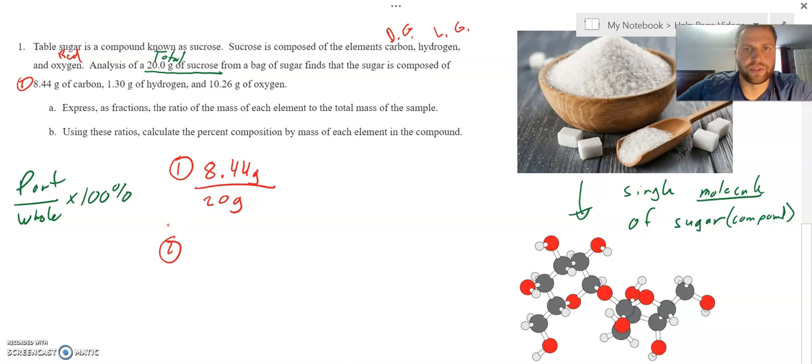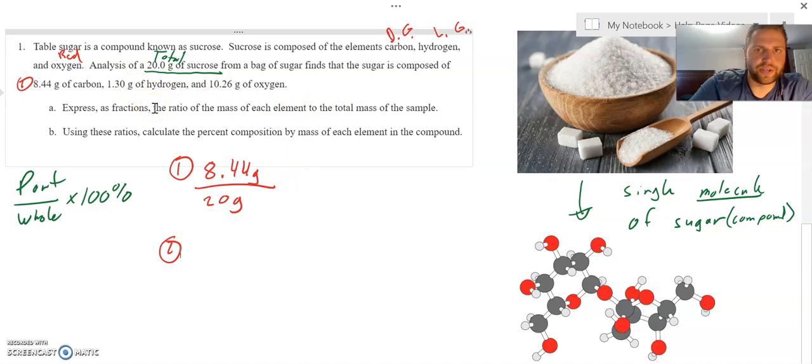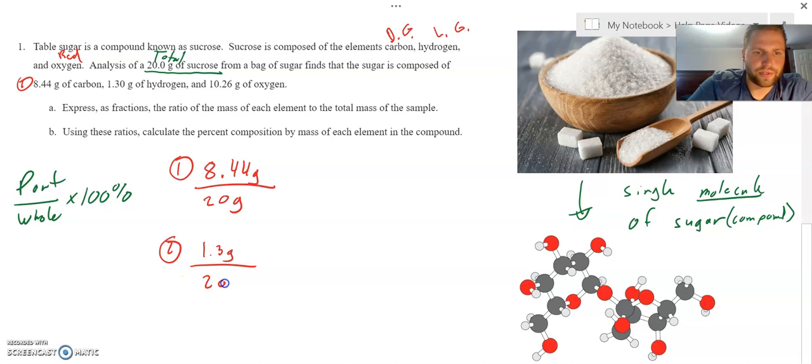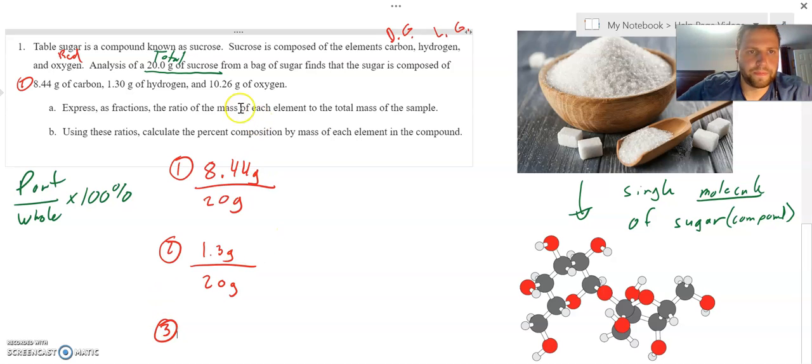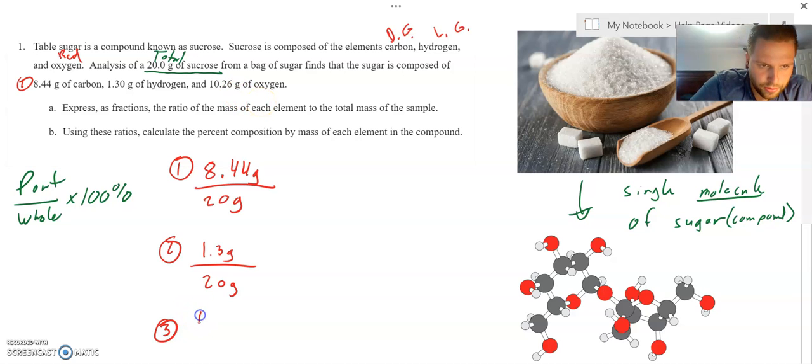Now let's write fraction number 2. We have 1.3 grams of hydrogen, or the light gray. So that's my part. My whole is 20 grams. And now let's have our last fraction set up. 10.26 grams of oxygen. And again, the total is 20.